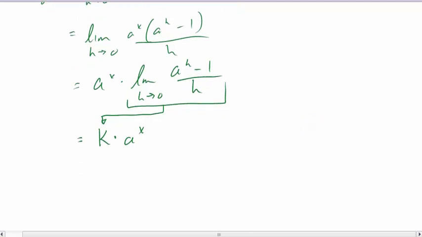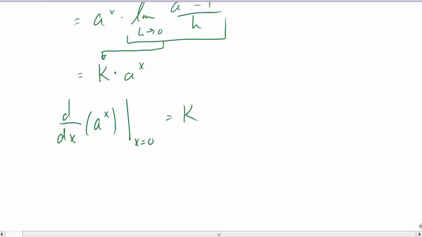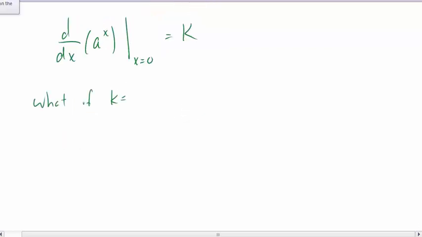What good does it do us? Well, what if I wanted to know what's the derivative with respect to x of a to the x evaluated at x equals 0? Well, here's our derivative. What happens if we evaluate this derivative at x equals 0? It's just equal to that k. Cool, stay with me here. So what if k equals 1? So I want to know where the derivative when evaluated at 0 is equal to 1.